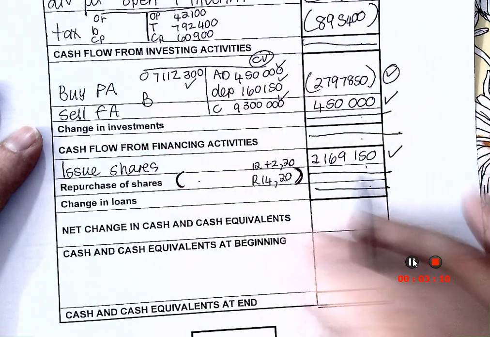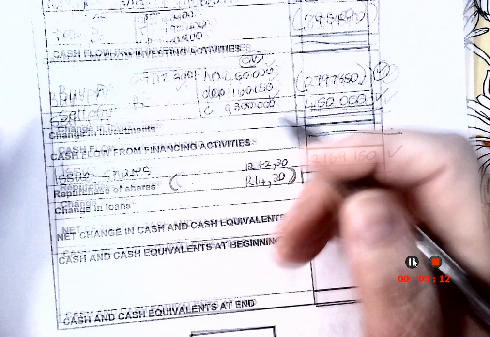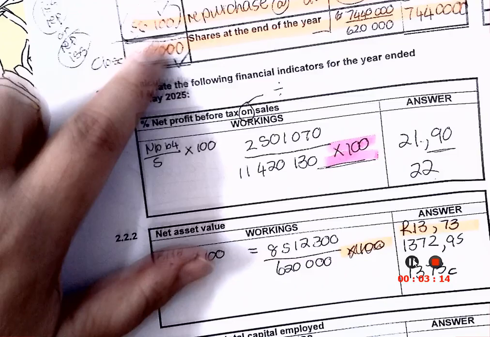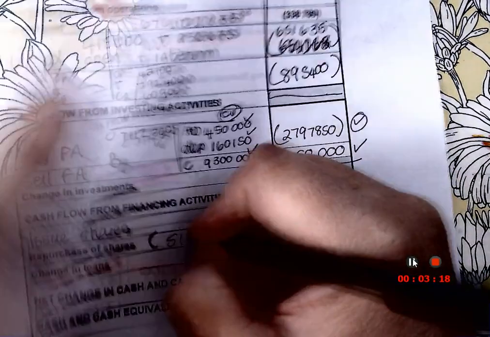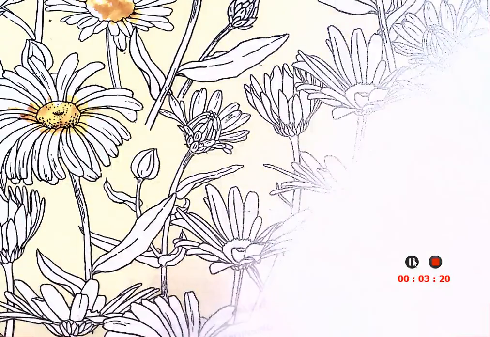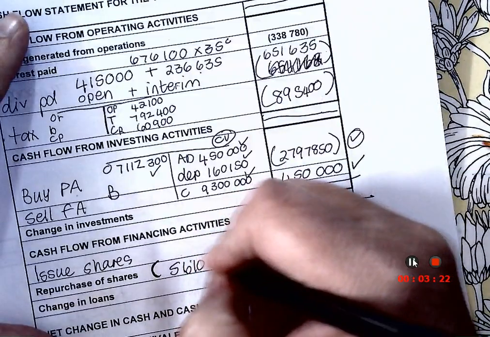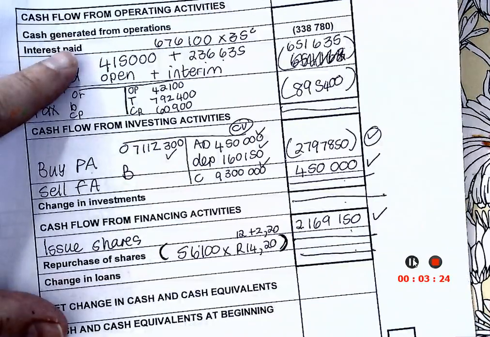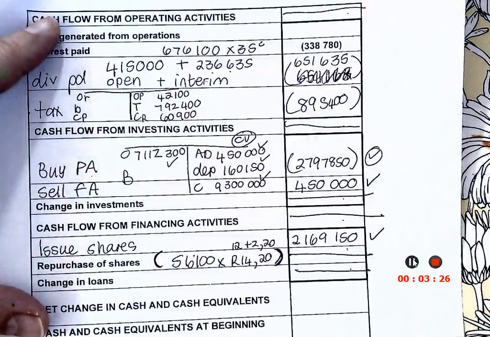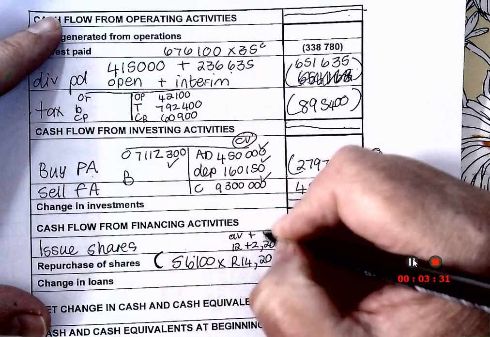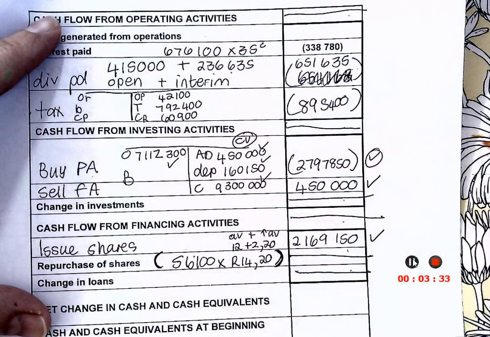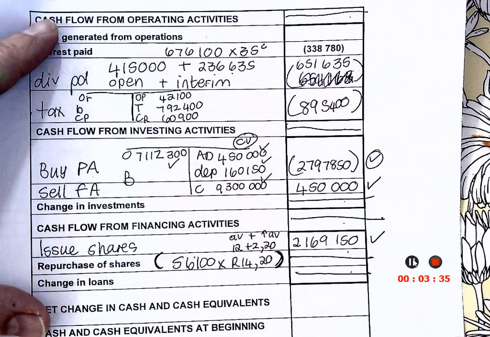And now let's see, how many shares did I issue again? Sell back, buy back, 56,100. So it would be the 56,100 times 1420. You see? Because you need to do the average and above average. And this is how they always catch you.